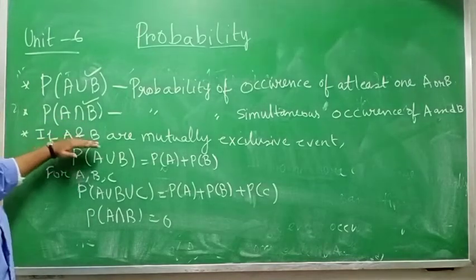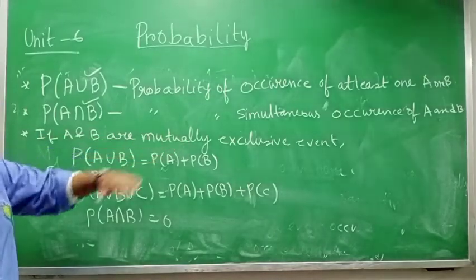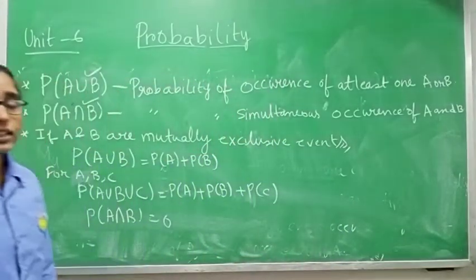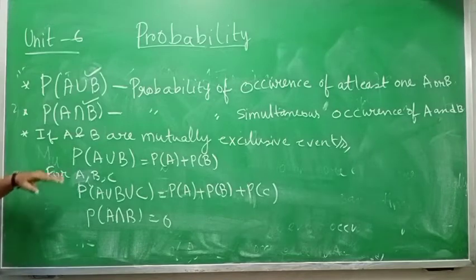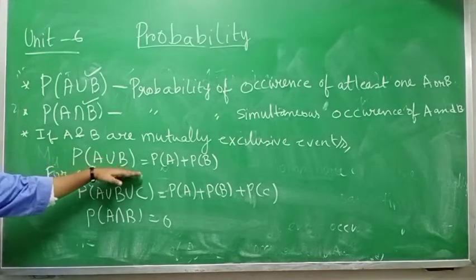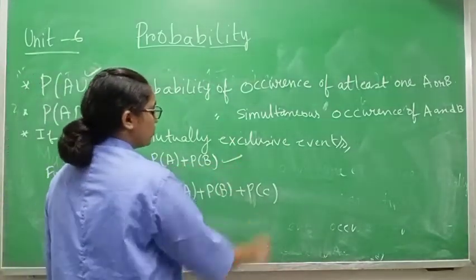Now if A and B are two events that are mutually exclusive, at that time what is the relation between them? Probability of A union B equals P(A) plus P(B). You have to learn all this, okay?